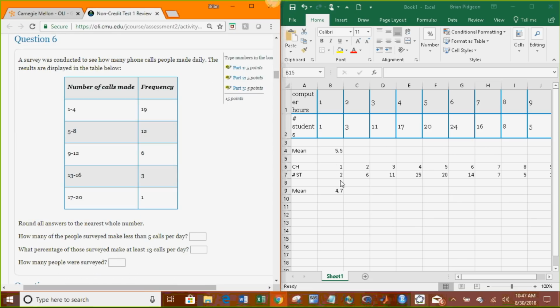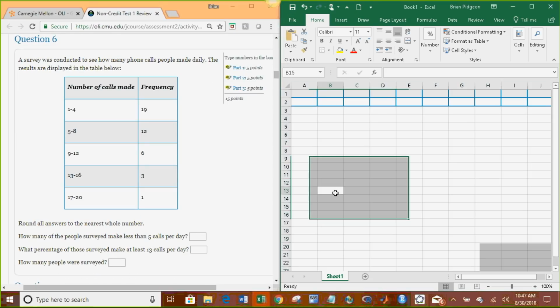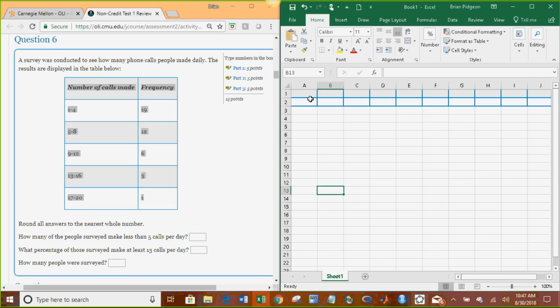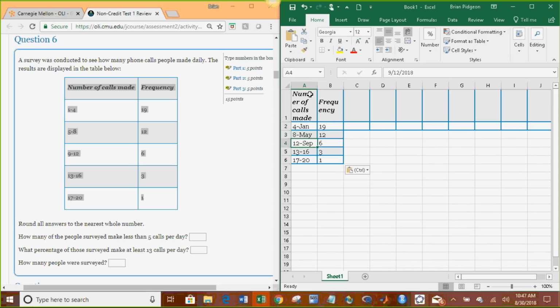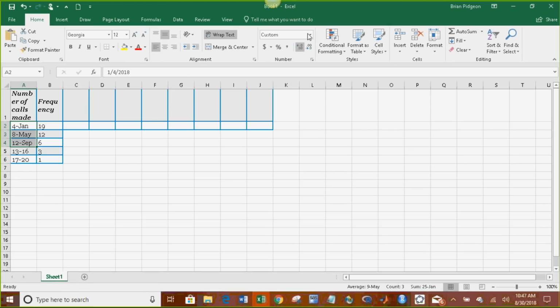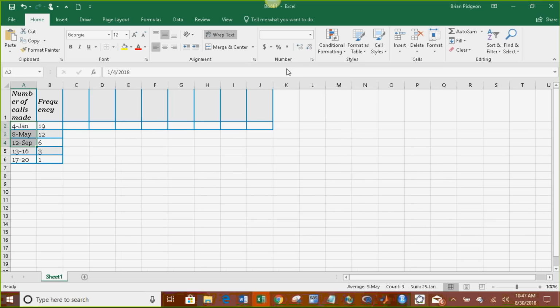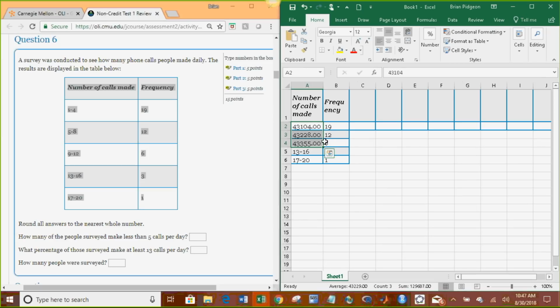All right. Let's clear out this whole table. A survey was conducted to see how many phone calls people made daily. The results are displayed in the table below. So let's just go ahead and copy this into Excel. What you'll notice is that Excel has converted this part of the data into a date, and we don't want that. I'm going to make it a number in a second, but I just want to see if that'll work.